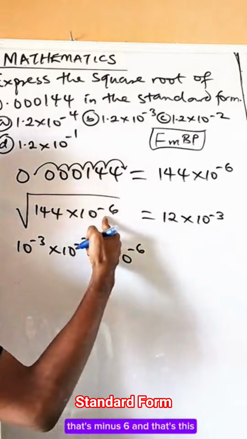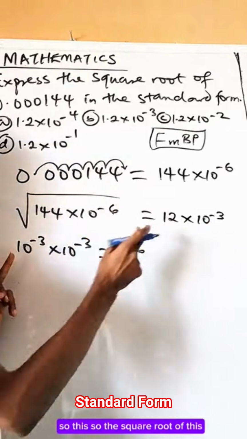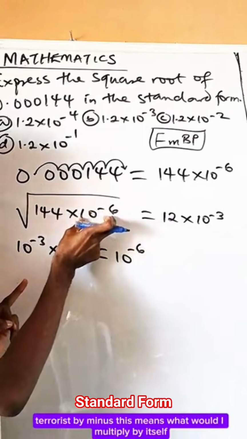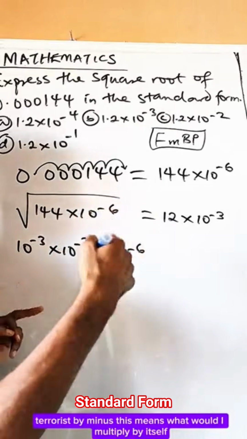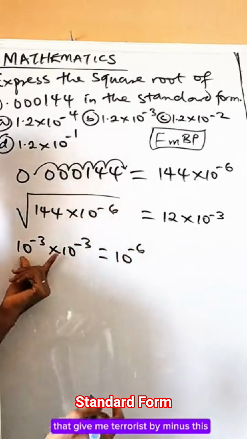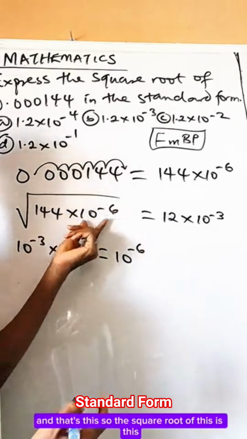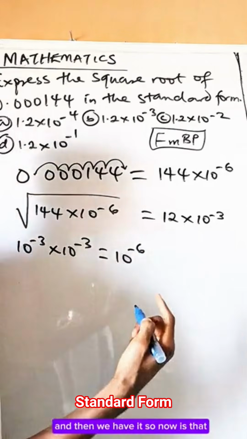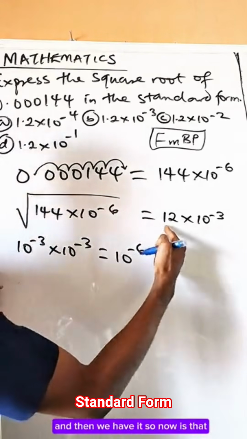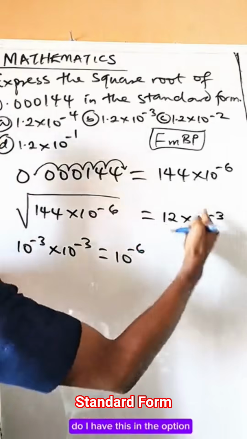And that's this. So the square root of this 10 raised to the power minus 6 means what will I multiply by itself that will give me 10 raised to the power minus 6, and that's this. So the square root of this is this, and then we have it. So now, do I have this in the option?